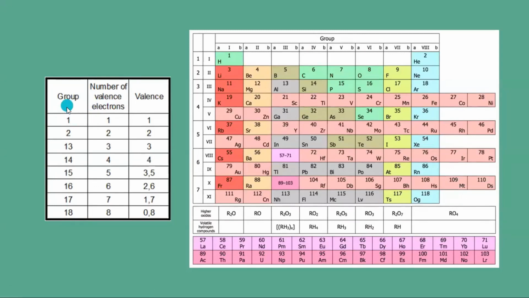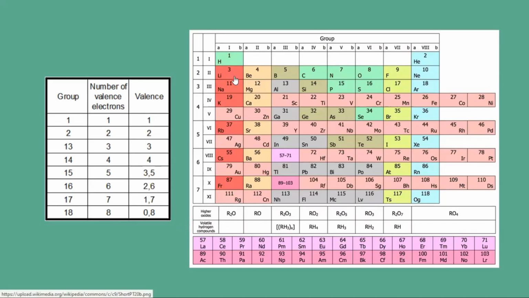Now, here, if you see, you have the group 1, 2, 3, 13, 14, 15. The number of valence electrons varies with respect to which group it is present in. And based on that, the valency also varies. So 1, 2, 3, 4 is the valency of these elements, which means they have the tendency to lose 1, 2, 3, and 4 electrons, whereas 3, 5, 2, 6, 1, 7, and 0, 8 means 3 means it has a tendency to gain 3 electrons or lose 5 electrons, gain 2 electrons, lose 6 electrons, gain 1 electron, lose 7 electrons, gain 0, lose 8. So that's the basic idea behind valency we had learned about.